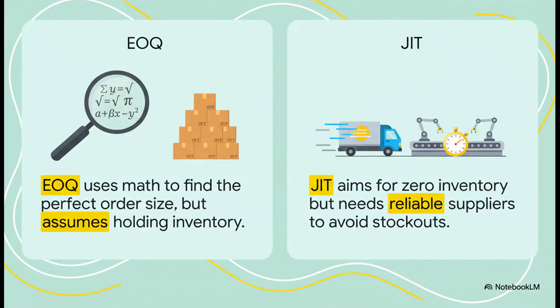But, EOQ isn't the only game in town. Let's compare that traditional EOQ method with JIT, or just-in-time manufacturing. EOQ relies heavily on mathematical certainty and assumes you're definitely going to hold inventory. JIT, on the flip side, aims for literal zero inventory. Materials are delivered exactly when they're needed on the production line, like magic. JIT drastically, and I mean drastically, reduces those holding costs, but it requires incredibly reliable suppliers and a flawlessly efficient production system. Because think about it, if just one delivery truck breaks down under a JIT system, your entire factory might grind to a halt.